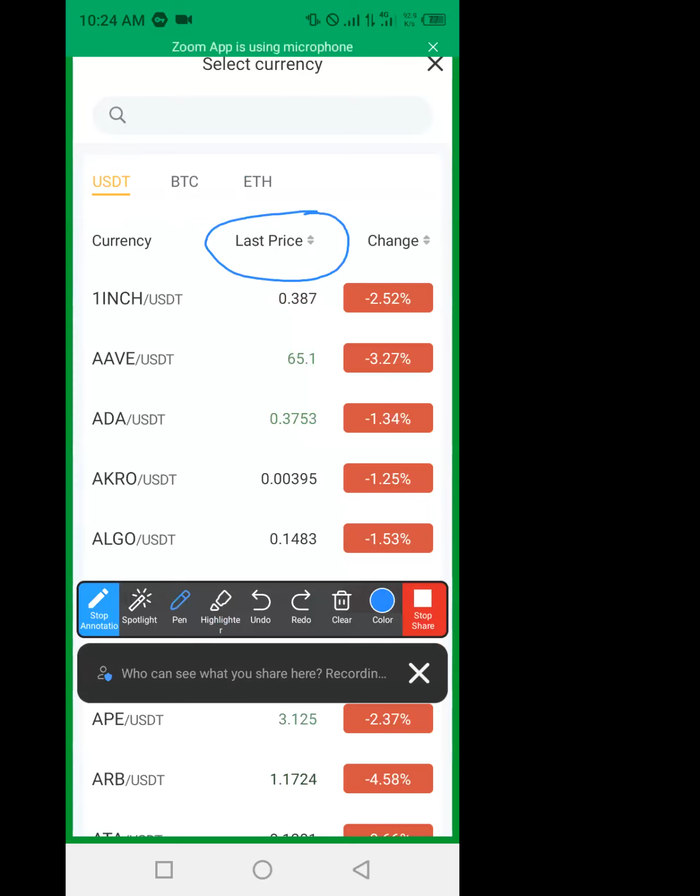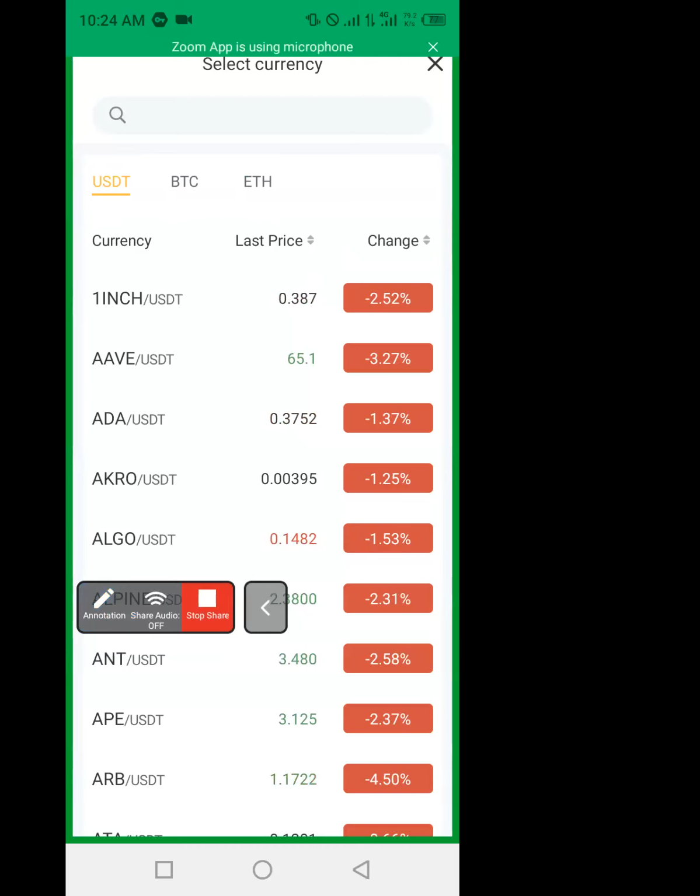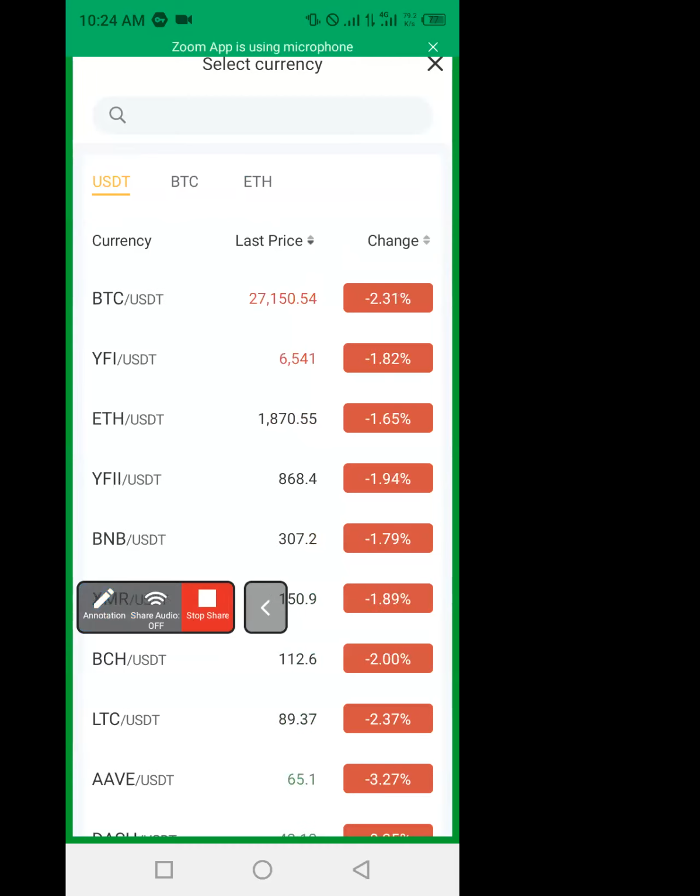Or you can look at how they are performing according to how they are changing in performance over 24 hours. If you want to look at the prices, you can click on that dot, which is for my phone, the one which is down, it is showing from top to down. And then the top is BTC, then YFI, Ethereum, and so on.